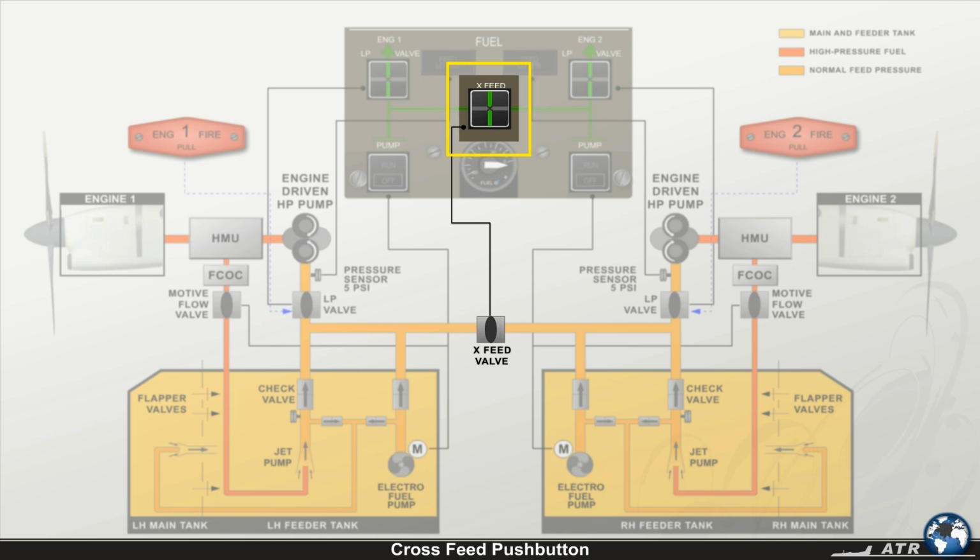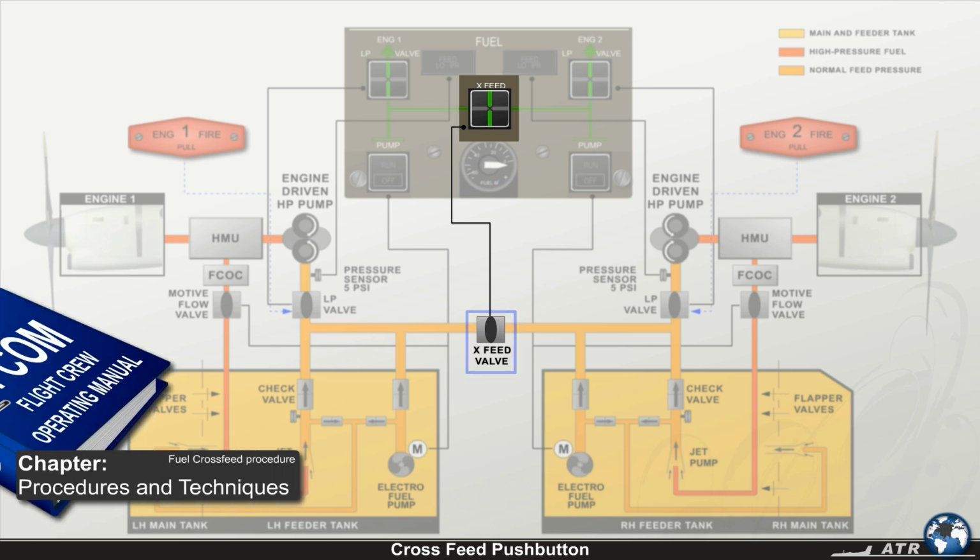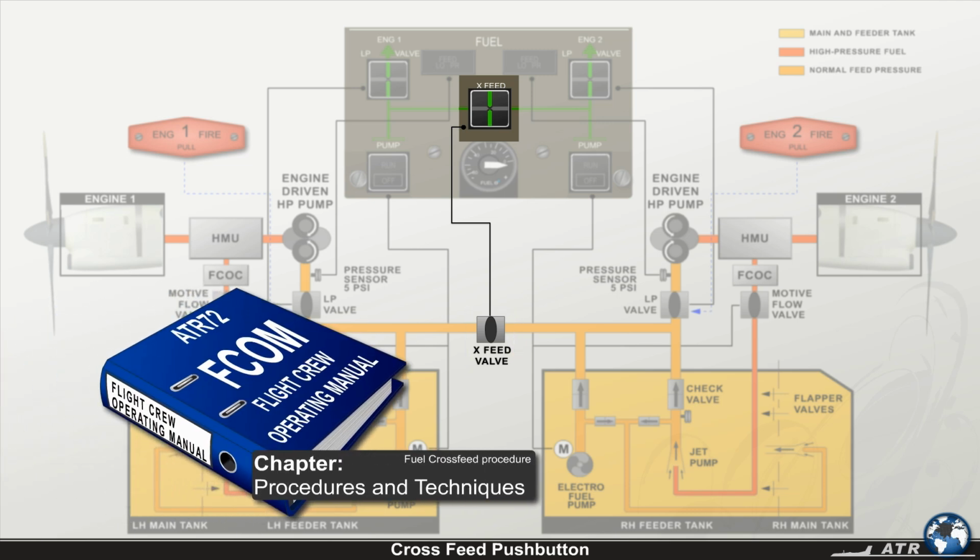The crossfeed push button controls the operation of the fuel crossfeed valve. When the push button is released, the green flow bar crosses the system flow line. The fuel crossfeed valve is closed. You'll find the correct fuel crossfeed procedure in your FCOM chapter, Procedures and Techniques.